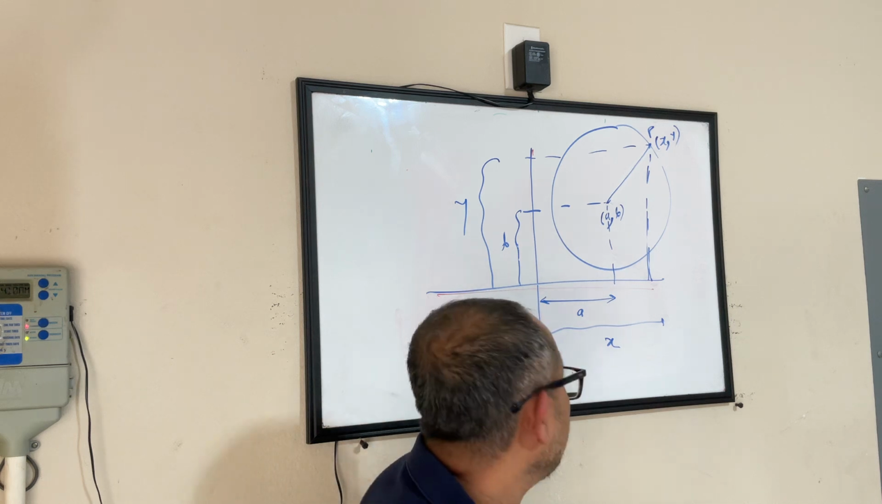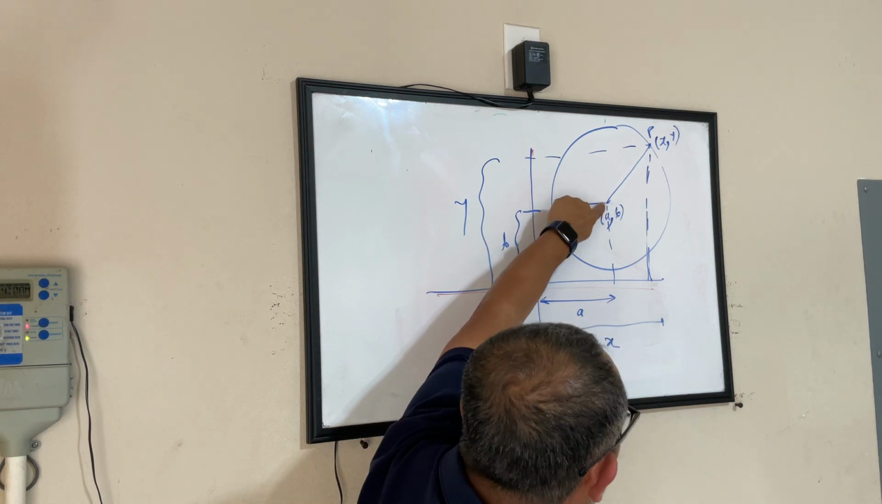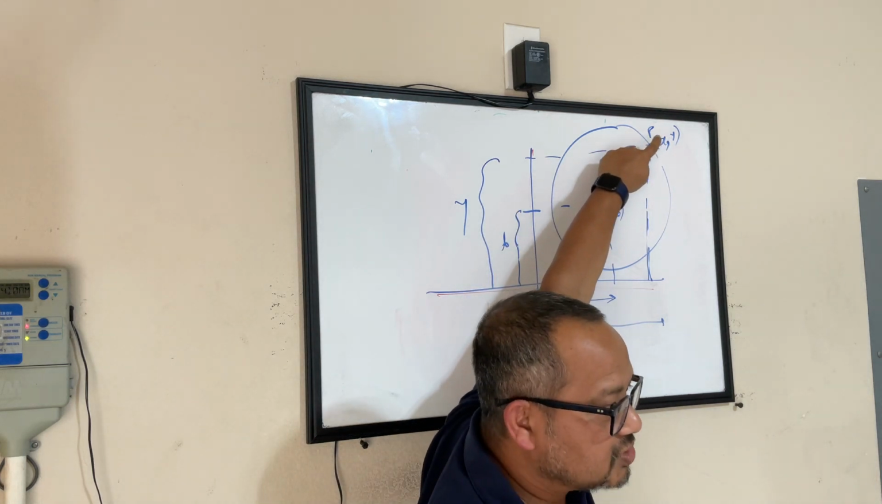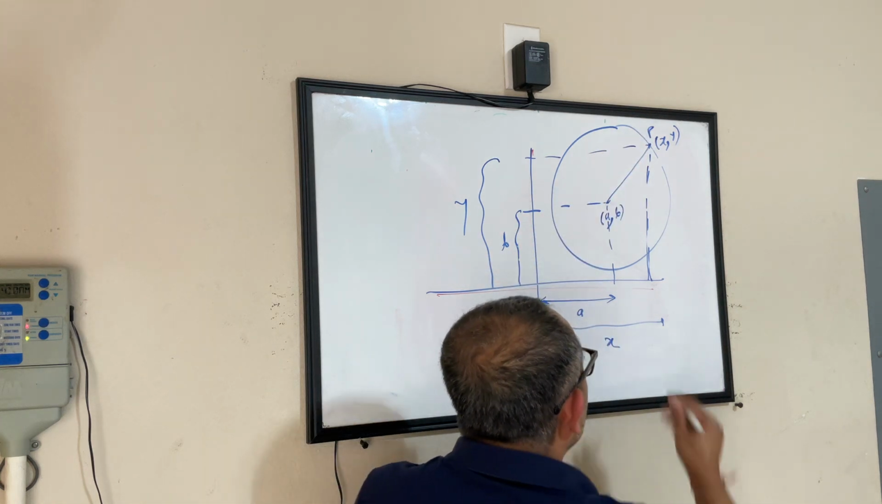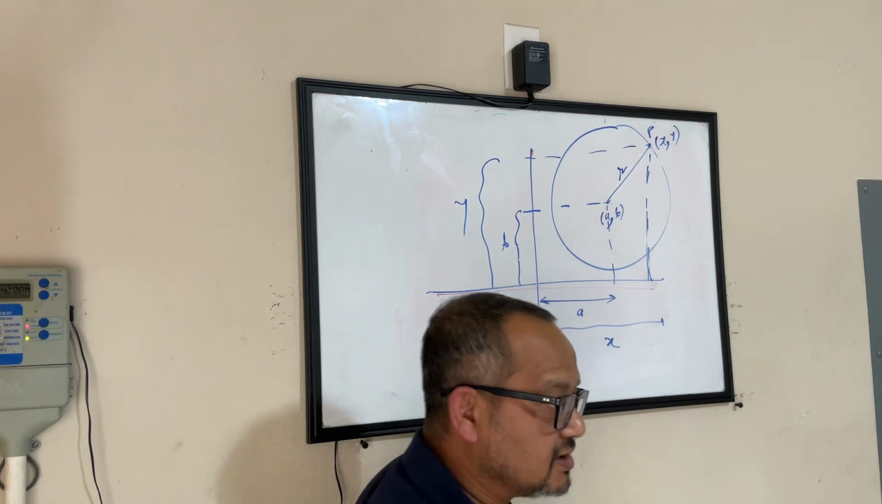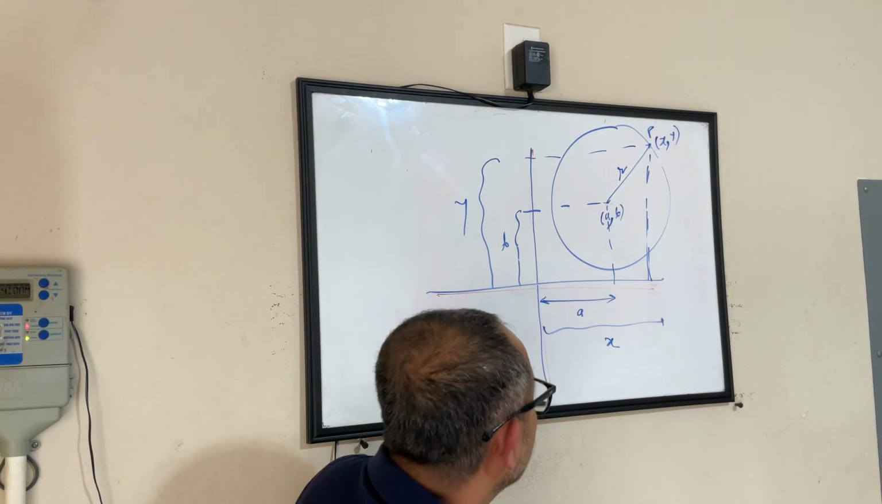Okay. Now, so far I have just drawn a circle where the center is a comma b, and I have picked up a point P whose coordinates are x comma y. And by knowing the property of the circle, I know this distance is the radius of the circle. Yeah? Now the magic begins.